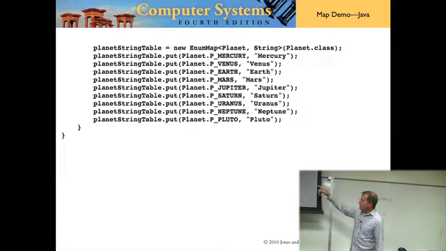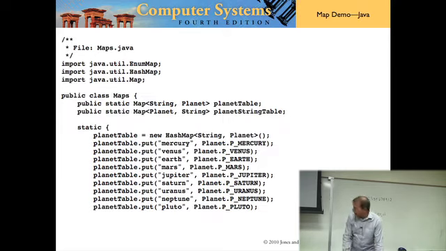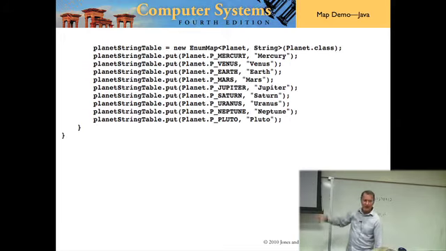New enum. Why do you suppose this one is a hash map? This planet table is a hash map, whereas this next one is not a hash map. What is it? It's an enum map. Now, why do you suppose this one is an enum map, whereas the other one was a hash map? Because it takes enumerated as the key. So there's no hashing involved here.